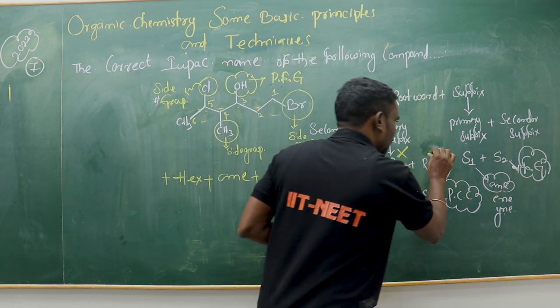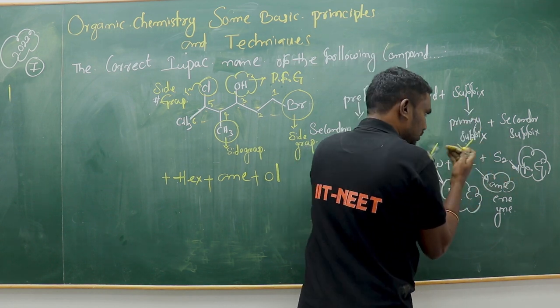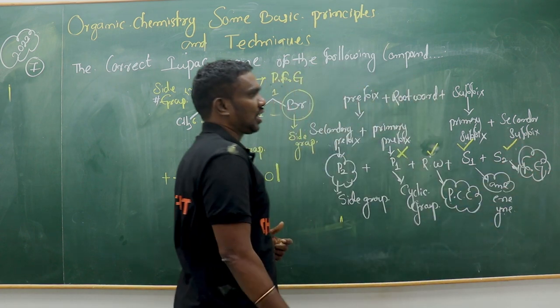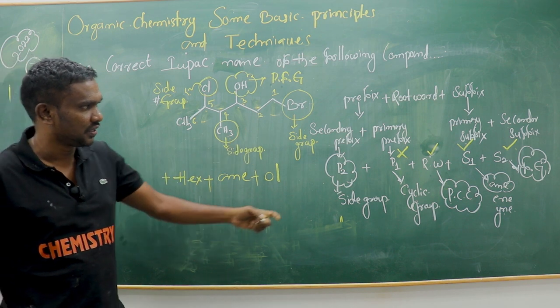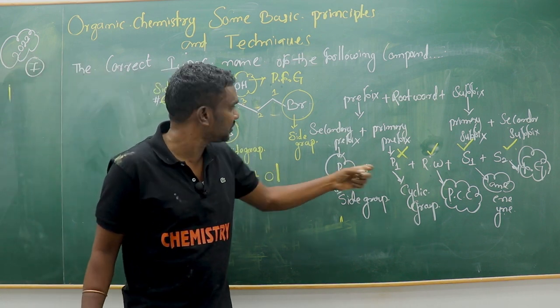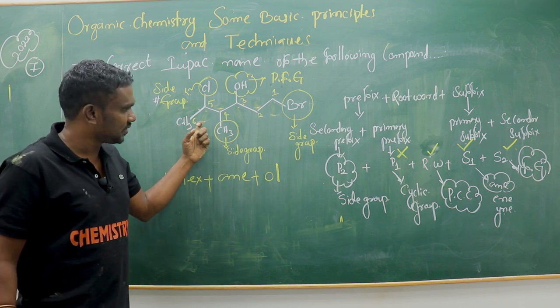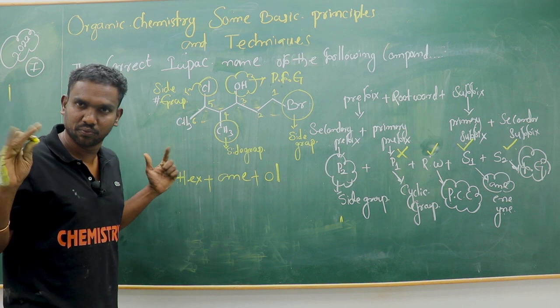P1 absent. बेटा जी रूट वर्ड रहता पक्का, S1 रहेगा पक्का, S2 हो सकता, नहीं भी हो सकता बेटा, मगर अभी हमारे पास शामिल है. सर RW इज प्रेजेंट, S1 इज प्रेजेंट, S2 इज प्रेजेंट, सर P1 इज एब्सेंट सर. Why? Because it is not a cyclic compound. So that is the reason P1 is absent. Is it clear? Very clear sir. I hope very clear.